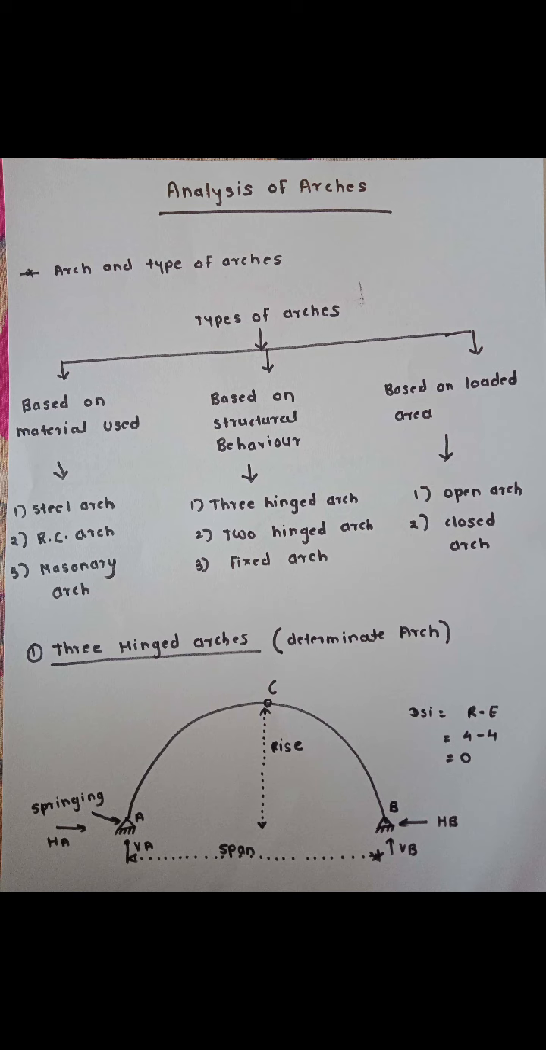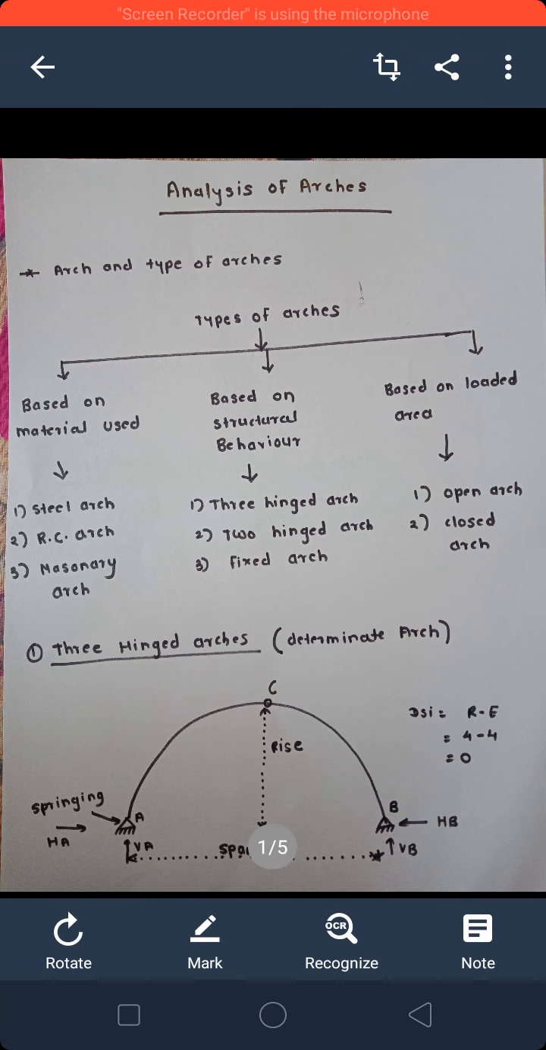Arches can be classified into three categories. The first category is based on material used. The second category is based on structural behavior. The third category is based on loaded area. First of all, based on material used, it is divided into three types. The first type is steel arches, the second type is reinforced concrete arches, and the third type is masonry arches.